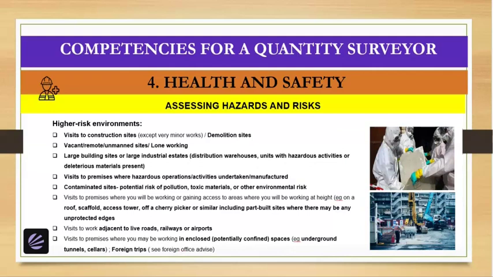Now let's focus on the higher risk environments, as these are the places where the rate of injuries and accidents keeps increasing and are very dangerous to work in. For example, visiting construction sites, demolition sites, vacant, remote, unmanned sites or lone working, large building sites or large industrial estates like distribution warehouses, units with hazardous activities or deleterious materials present. Visits to premises where hazardous operations or activities are undertaken, manufacturing, contaminated sites which have potential risk of pollution, toxic materials or other environmental risks, working at heights like roofs, scaffold, access towers, cherry pickers or similar, including part-built sites where there may be unprotected edges, visits to work adjacent to live roads, railways or airports, and also working in enclosed potentially confined spaces such as underground tunnels, cellars, foreign trips and so on.